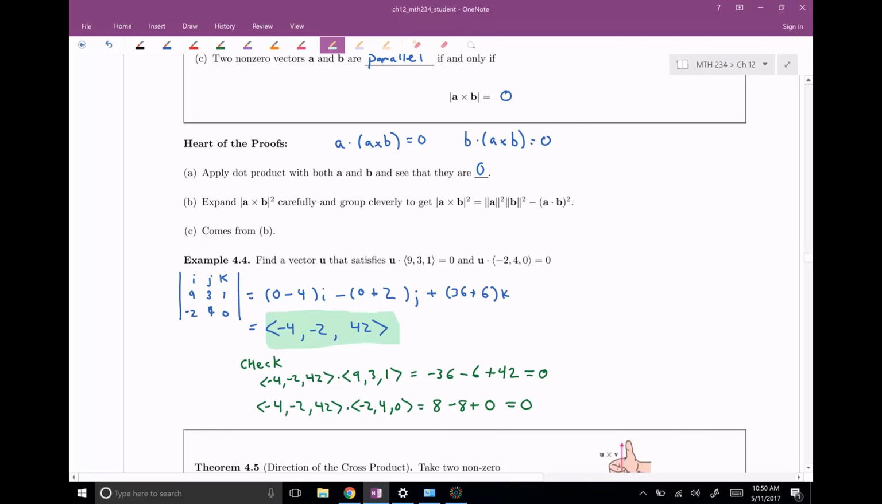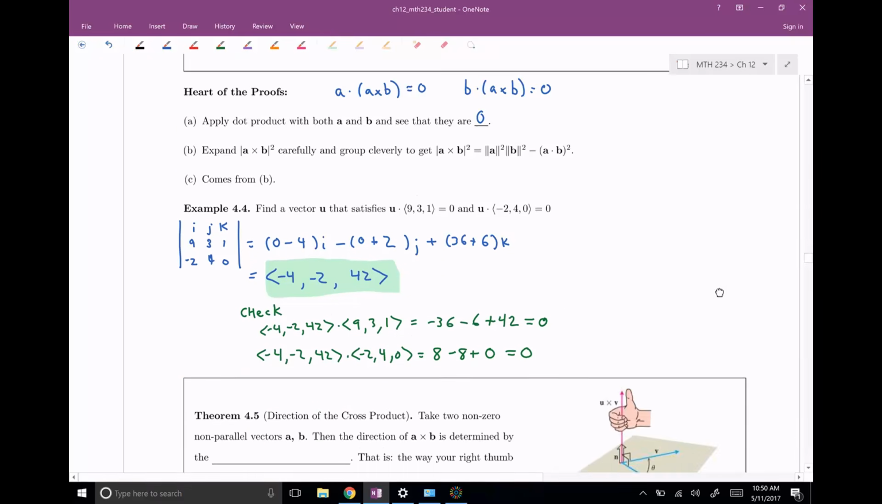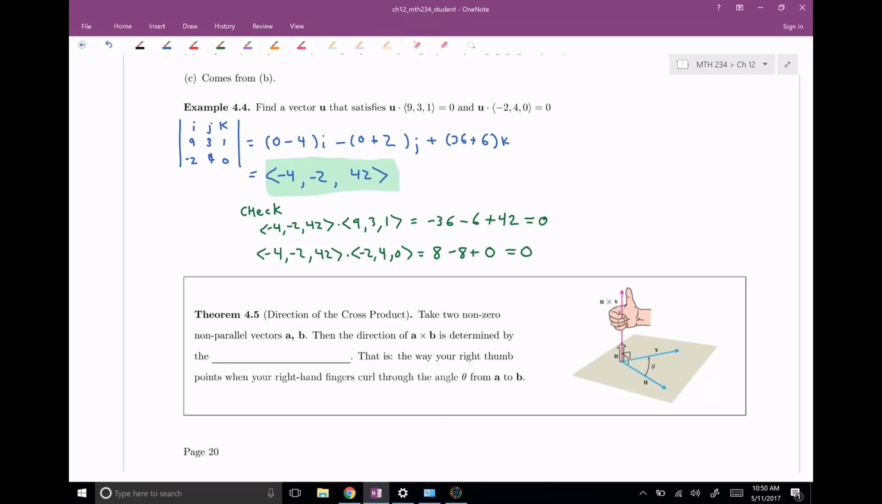All right. One last remark, this will be the last thing for the video, I promise, is that there's an interesting thing about the direction. So the direction of the cross product, if we have these two non-zero, non-parallel vectors A and B, then the direction of the cross product, A cross B, is determined again by the right-hand rule. I told you this would be coming up again. That is, the way your thumb points when your right-hand fingers curl through angle theta, first going A, then going B. So the order does matter here. The fact that this is A cross B means you do A first, then you do B.